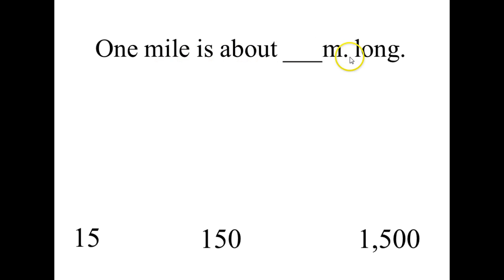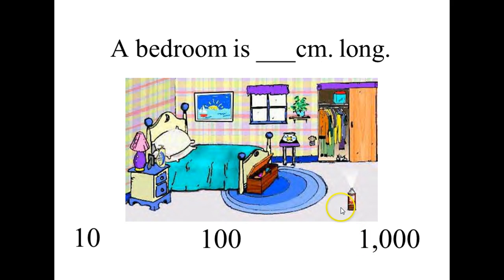1 mile is about how many meters long. So if you were going a mile, how many meter sticks could you put down? The answer would be 1,500. Your bedroom, how many centimeters long? So I'm putting down the Skittles from one end to the other. You could probably stack 100. Does that seem like enough? 100 would probably get you as long as your dresser, maybe half your bed. So we're going to go with 1,000.